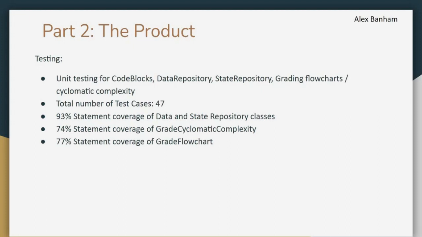As for our testing, we had unit testing for code block, the data repository, state repository, and the grade flowchart and grade cyclomatic complexity classes. And we had a total of 47 test cases with 93% statement coverage for the data and state repo classes, 74% statement coverage for the grade cyclomatic complexity class, and 77% statement coverage for the grade flowchart class.